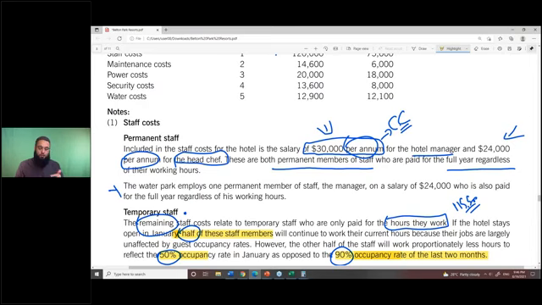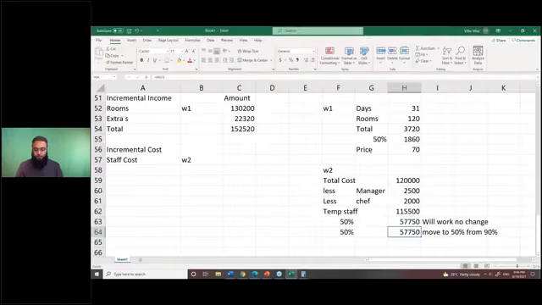So how will you do this? Okay, let me show you here. Just open a cell. This is the figure.